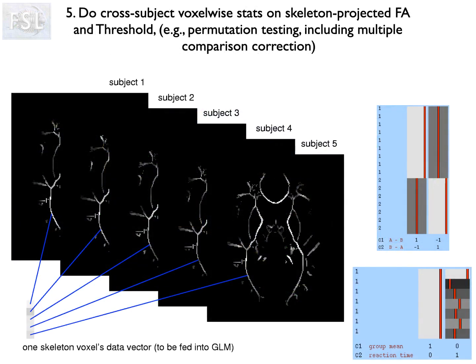To reiterate, for each voxel in the skeleton, for each subject, the value of the voxel will be the peak FA from that subject perpendicular to the skeleton. Thus, we can simply feed these into a general linear model using the same machinery that you have heard about already and do voxelwise statistics.